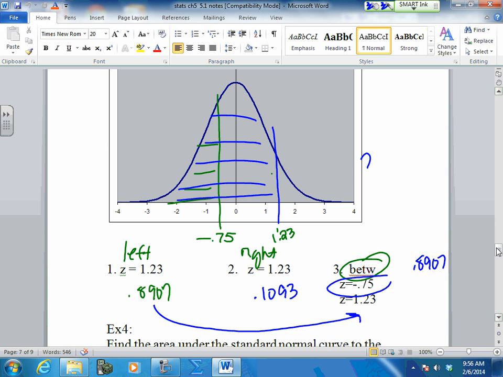All we need is this. Find me this one, negative 0.75. Should that be less than 50% or more than 50%? Less. It's below the 0, so it has to be less. 0.2266. I got that answer. Thank you. Now what do we do? Subtract them. 0.6627? So that's the area in between.